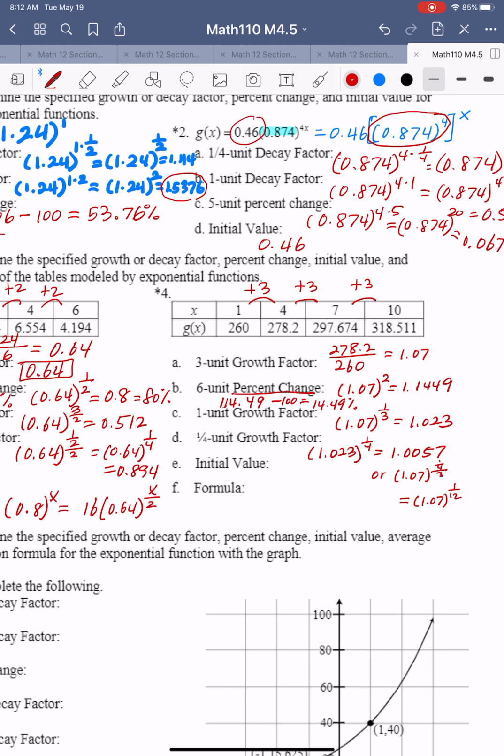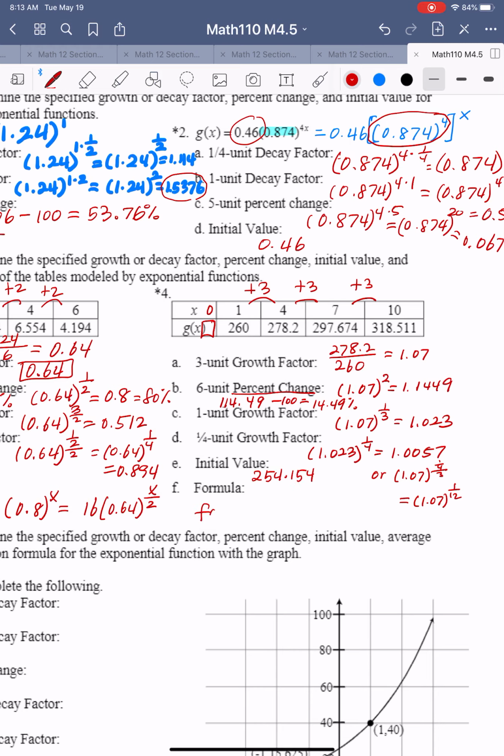And the initial value, the problem is there's no initial value here, right? Because we need to find x equal to 0 to find the one number matched to this, okay? So I'm using the 260, but I'm going to use the 1 unit growth factor, which is 1.023. So 260 divided by 1.023, and then I have 254.154.